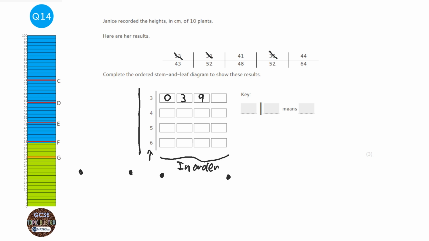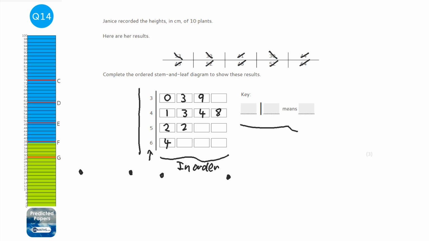Okay, and that's the 30s done, so let's move on to 40s. 41 goes there, 43 goes there, 44, 48. And the last few, so 52 and 52, well they're the same, so they can be next to each other, and 64. So the smallest go on the left, and then you get bigger as you go to the right, and that's really important because you need to do that to get the right marks, or to get the correct answer.